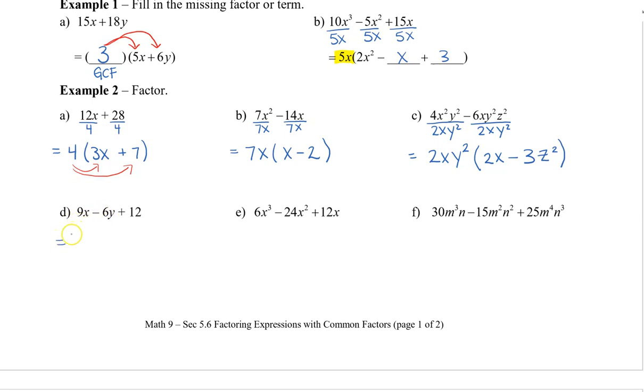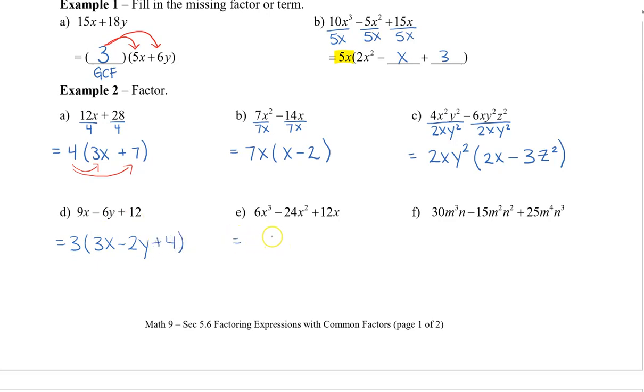The GCF here is 3, so I'm actually not going to show the division anymore. I'm just going to write the 3 in the front. 9x divided by 3 is 3x. Negative 6y divided by 3 is going to be negative 2, and then y. And then positive 12 divided by 3 is going to be plus 4.